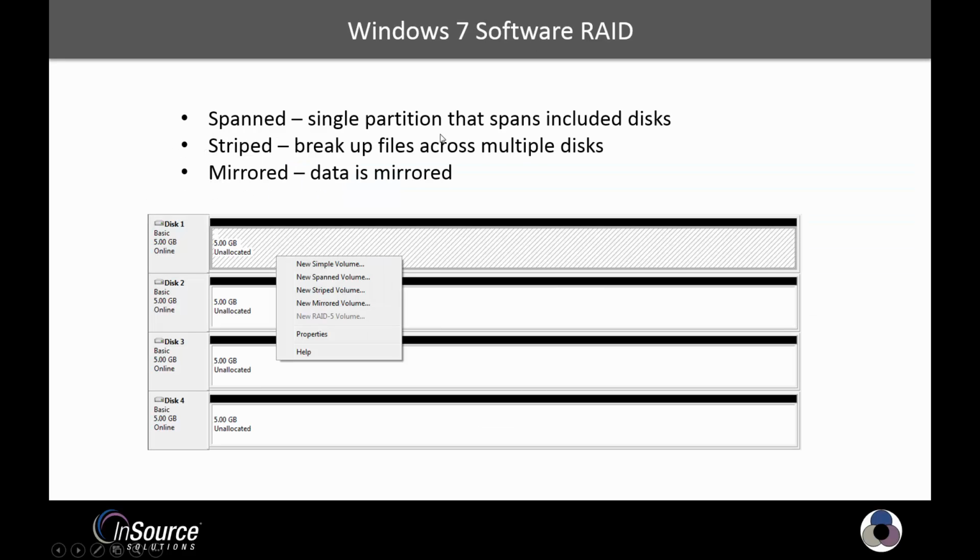As we discussed at the beginning of the video, we're going to focus on software RAID that's built into the operating system. Windows doesn't call it the same thing that we just described it as. When you are in the disk management configurator, you have the options that you see here. When you right click on a disk, you can either set up a spanned volume, which is a single partition spanning all the included disks that you select, a striped volume, which is going to break up the files across multiple disks, or a mirrored volume, where the data is mirrored. So that's what Windows is going to call it.